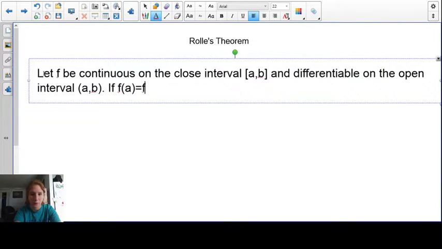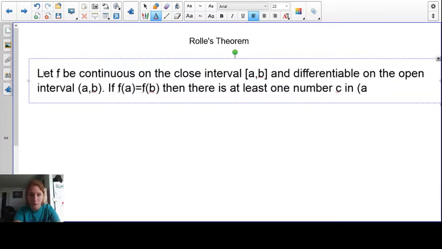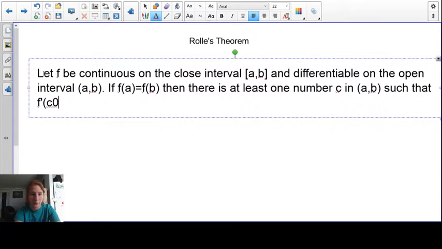So if f of a is equal to f of b, then there is at least one number c in (a, b) such that f prime of c is 0.